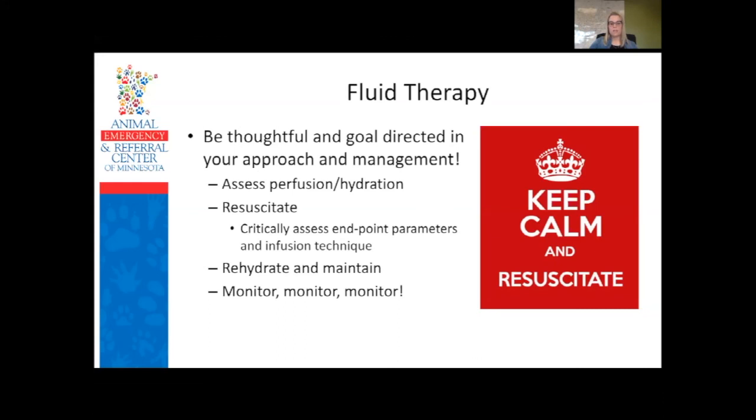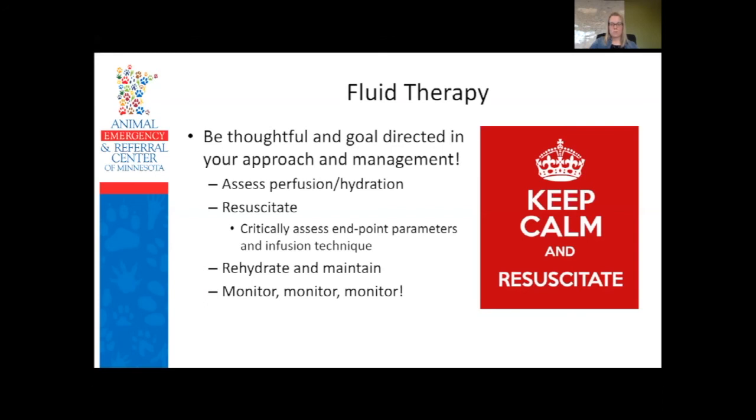So starting out with each patient, assessing their perfusion and rehydration, really get a good feel for where they're at clinically, resuscitate that patient first and foremost, and to help guide you during that resuscitation, you have to critically assess your endpoint parameters and your infusion technique and frequently come back to that, recheck that, make sure you're on track and adjust accordingly. If they're resuscitated, great. You get back to that point then where you can rehydrate them and you can maintain them. And then the big thing is just monitor, monitor, monitor. Monitor them really closely and adjust. And sometimes that's multiple times in a shift, multiple times during their course of hospitalization.